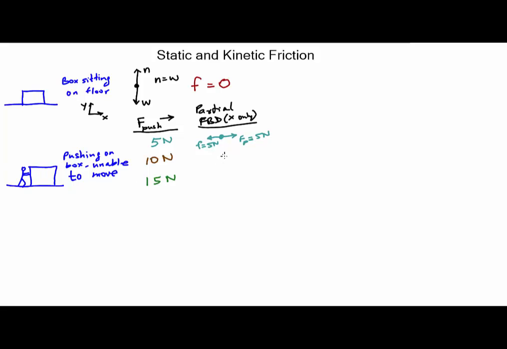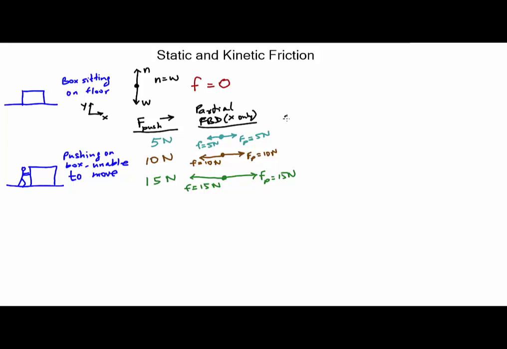Now when I lean in and push harder, I've doubled the force that I'm applying, so my Fp is now 10 Newton, but the box is still in equilibrium, so the frictional force has to grow to oppose the 10 Newton force that's applied so that the box remains in equilibrium. And then when I apply a 15 Newton force, working even harder, the frictional force once again has to grow to 15 Newton, otherwise the box would be accelerating, which it is not.